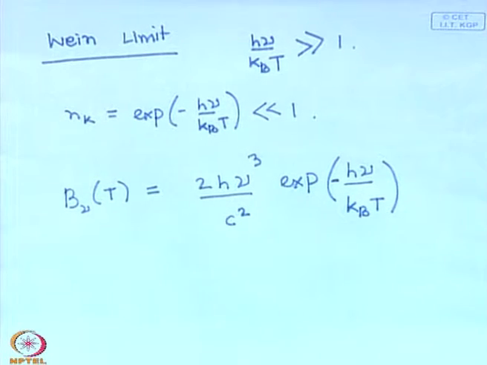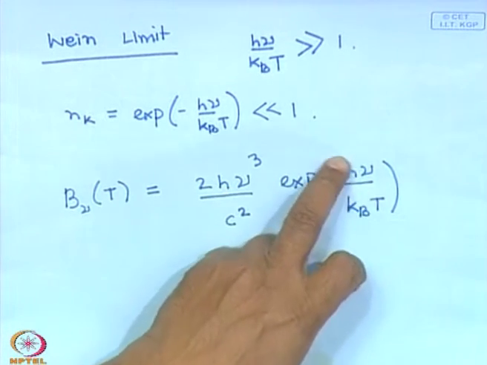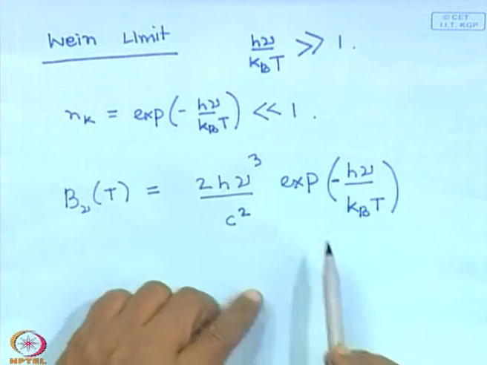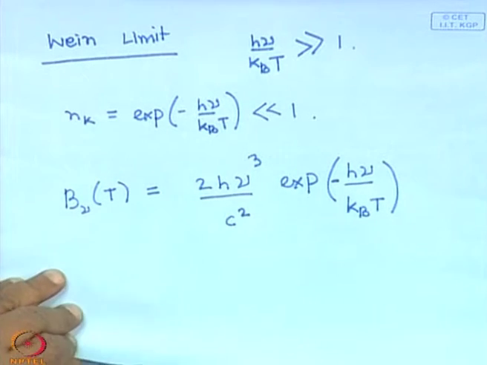So, there is an exponential cutoff. This function falls off rapidly because of this exponential. So, at a fixed temperature, if you increase the frequency, this function falls off rapidly. Okay. So, let me show you a graph showing these are the two limiting situations.